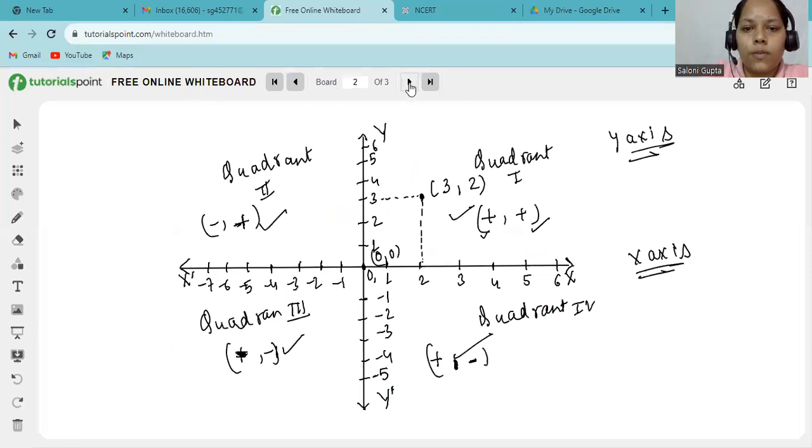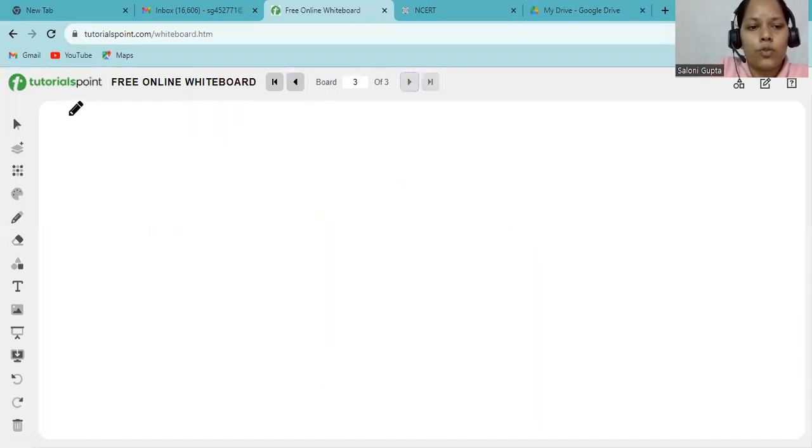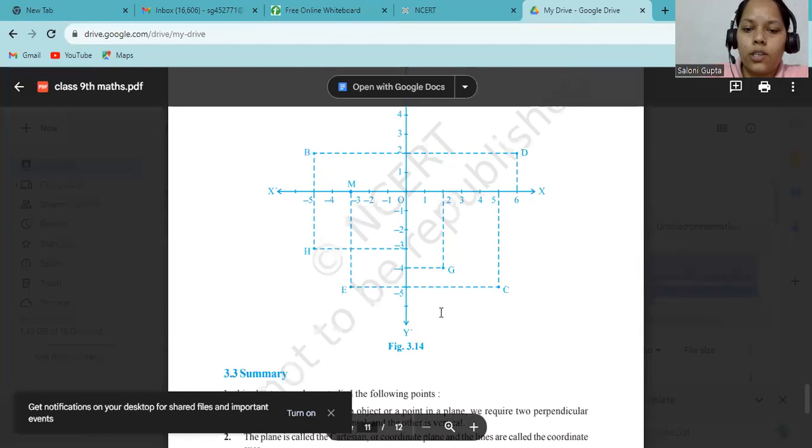So I can write, this was the second question. The position of B is -5, 2. Again, I told you it is the convention that we will first write the x coordinate and then we will write the y coordinate.